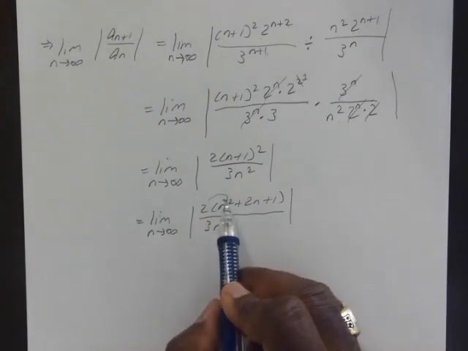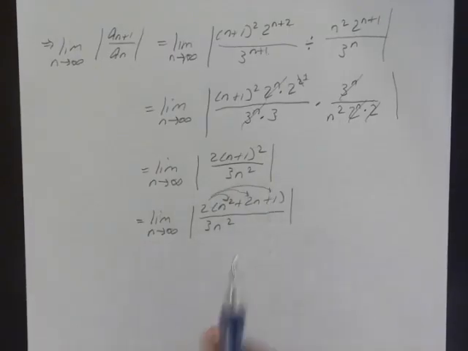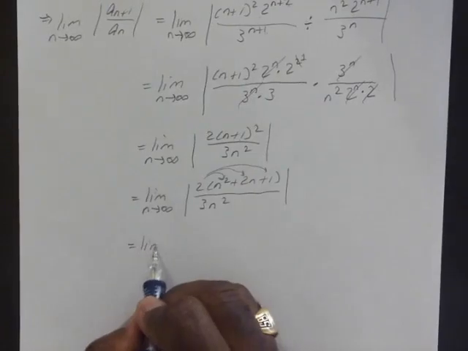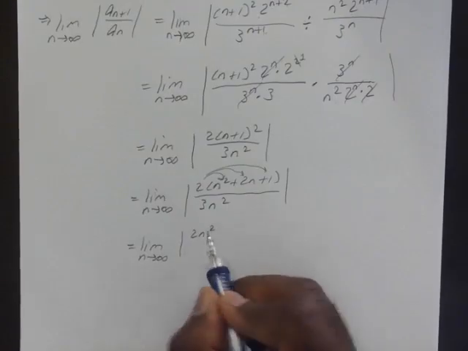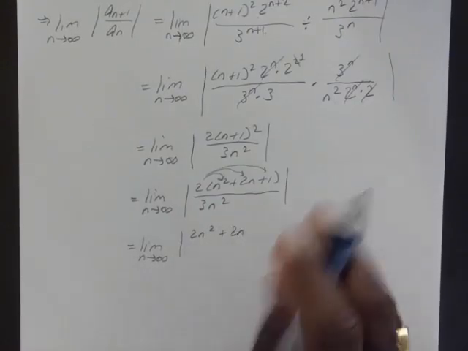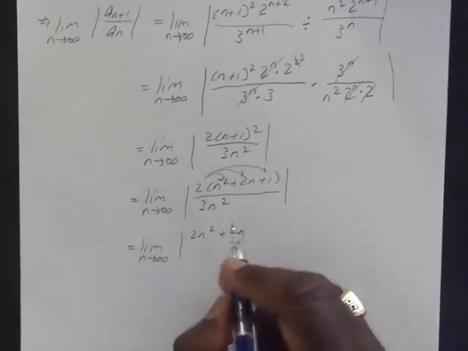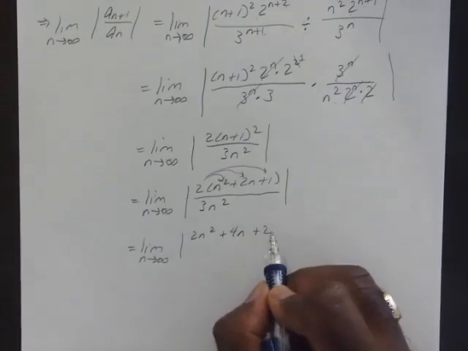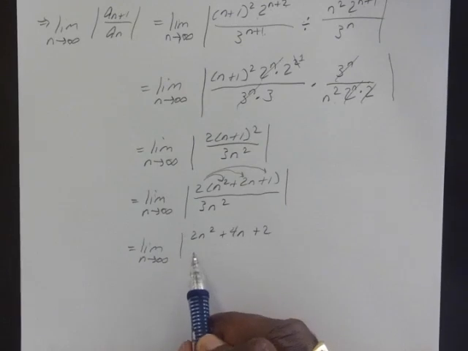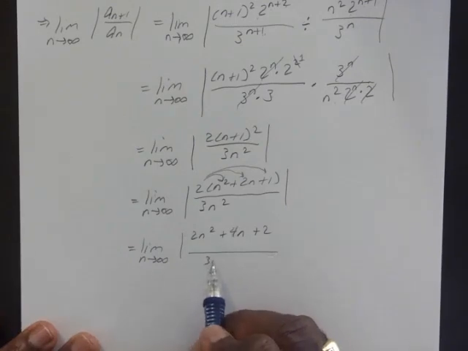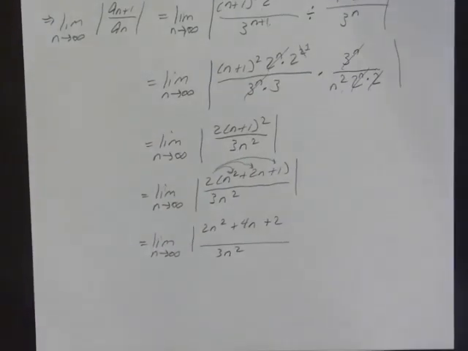So if we go ahead and distribute that 2, that gives us the limit as n approaches infinity of 2n squared plus 4n plus 2 divided by 3n squared. I'm going to leave a little bit of space under this one. And I did that purposely. Oop, got my closing absolute value. There we go.